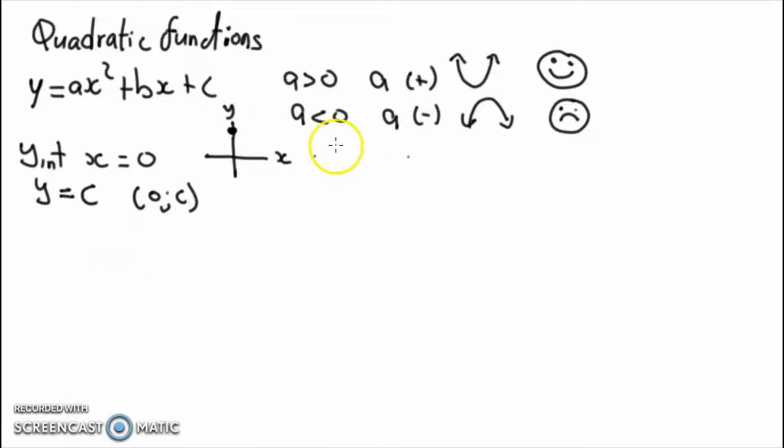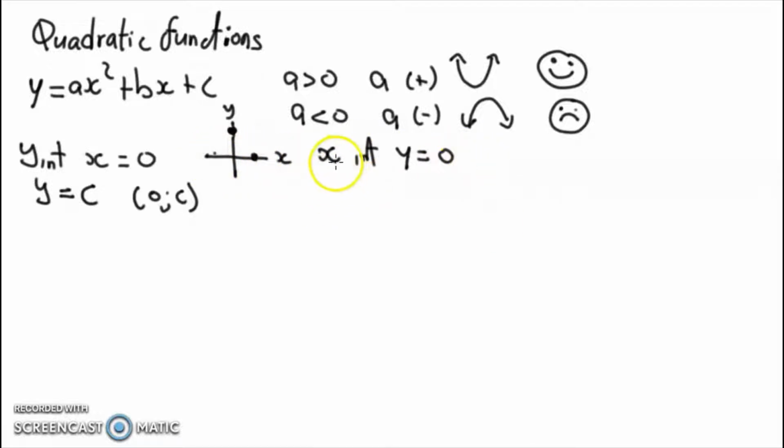And the x-intercept, let me write it here. The x-intercept occurs at y is equal to 0. It could be a point here or here, but then it has to be on the x-axis. So let's just choose this one here. You can see here that y is equal to 0.